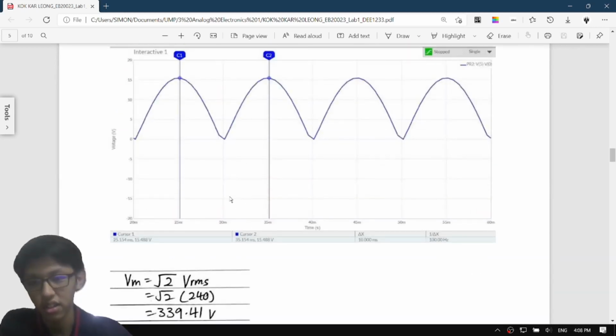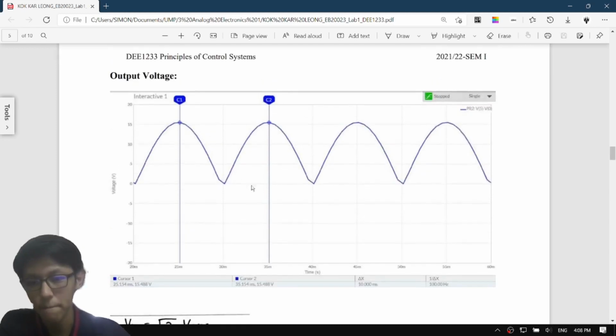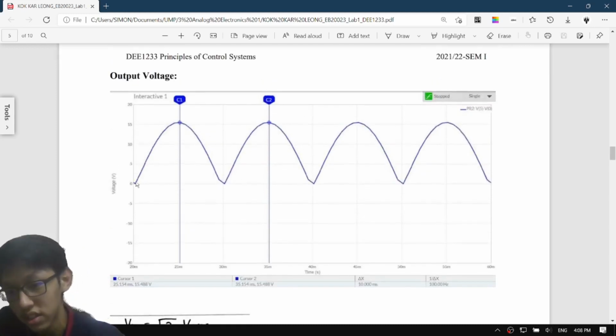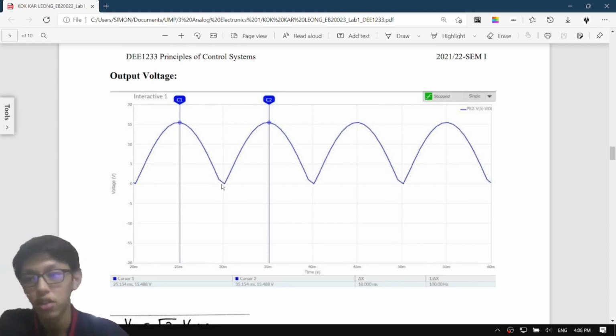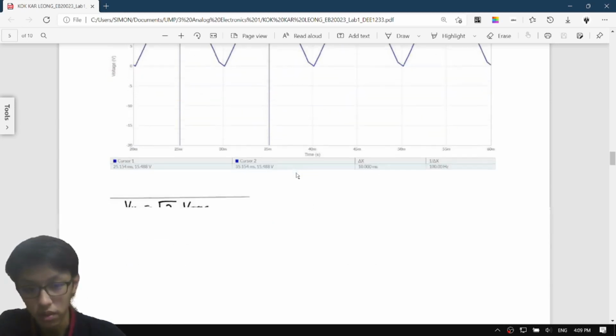Here is the waveform. So the diode output starts from 0, then goes to the maximum 15.488, and then slows down. The curve is not smooth here because of the threshold voltage of the diode. Then it moves to the V peak again, and then goes down again.